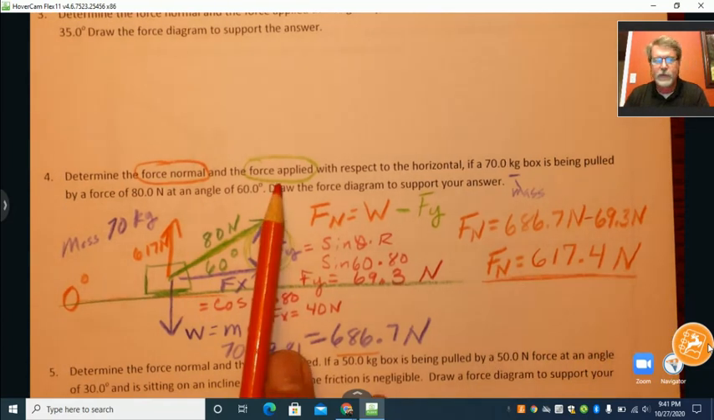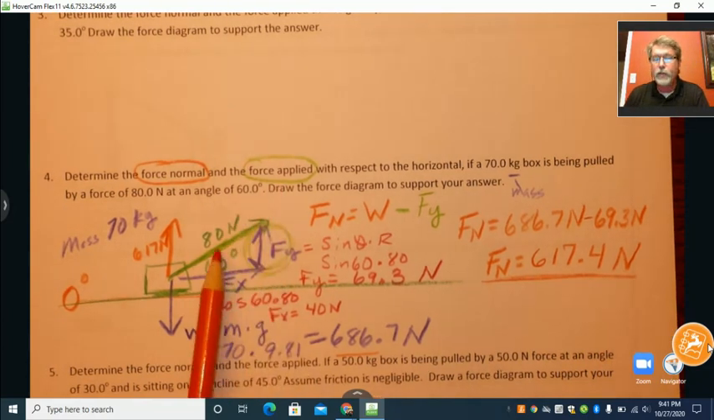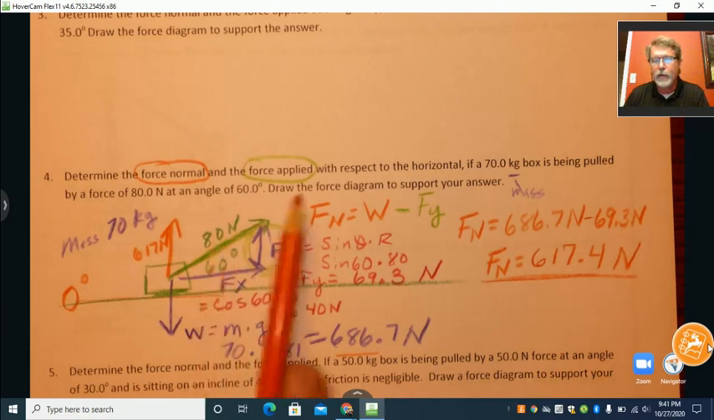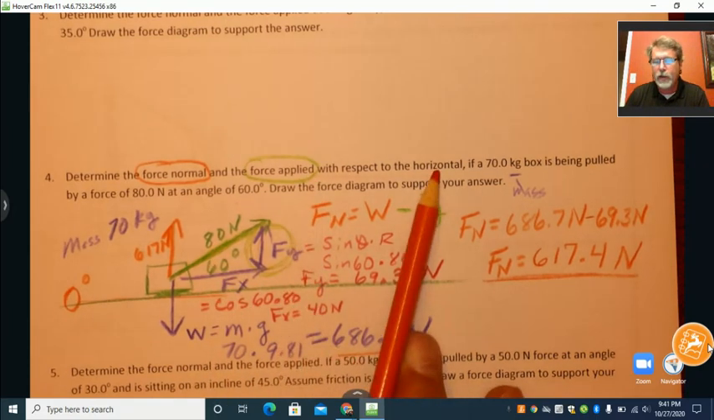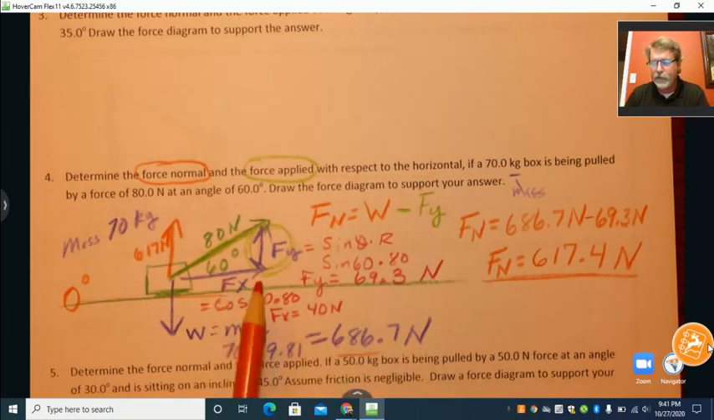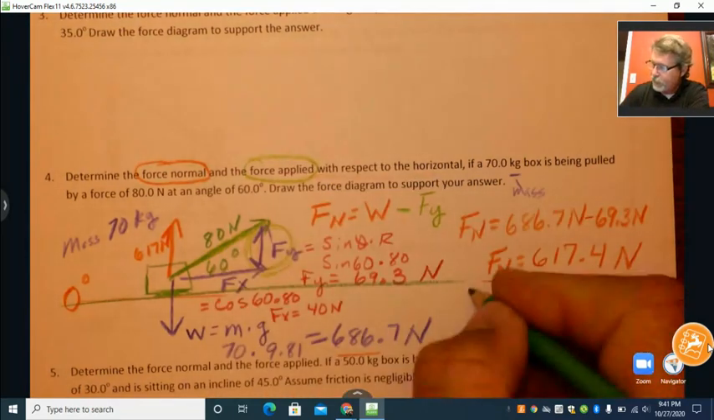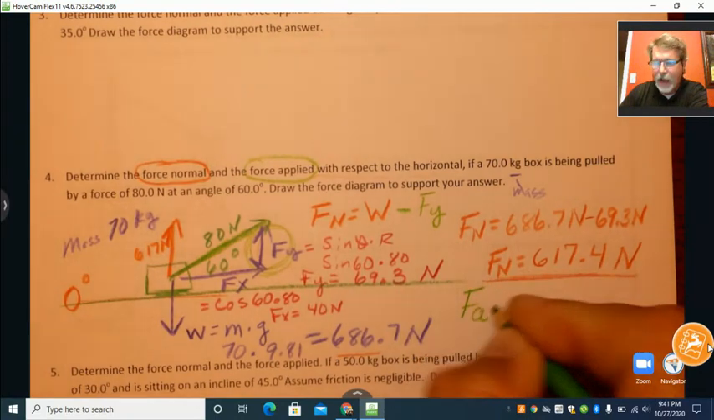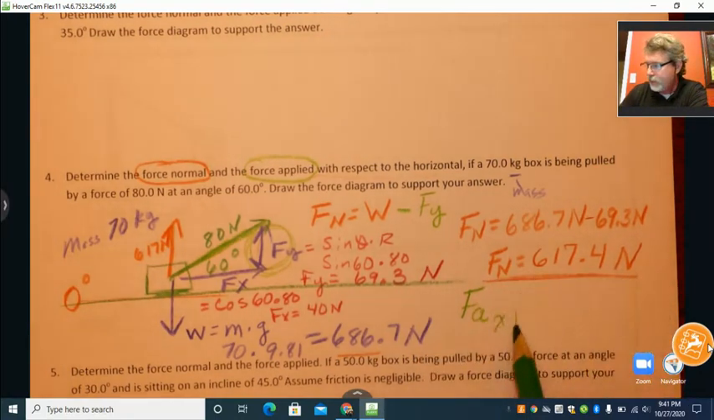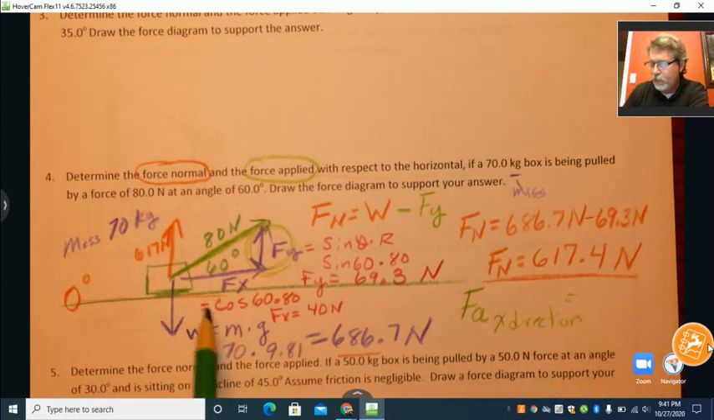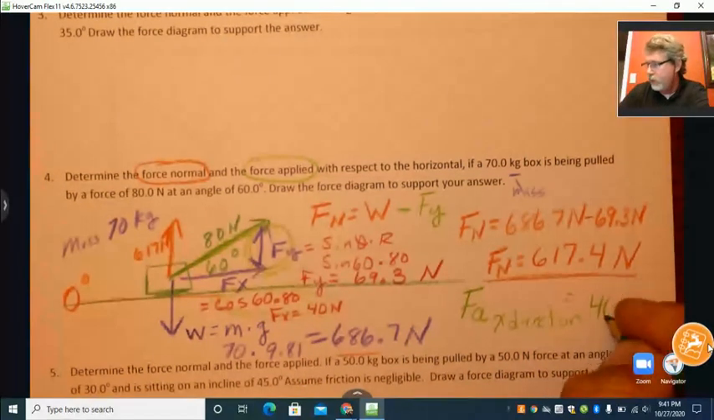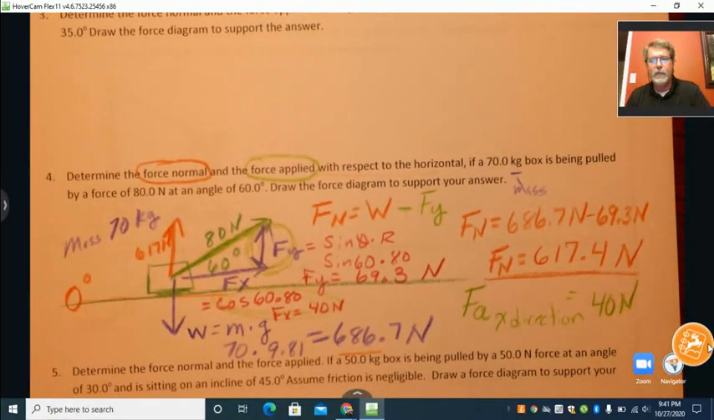Last thing we're looking for is the force applied. Well, you're pulling with 80, but the only applied force in the horizontal is the F of x. So the force applied in the x direction is what we've already solved for, 40 newtons. And so that would be the final part to that problem, okay?